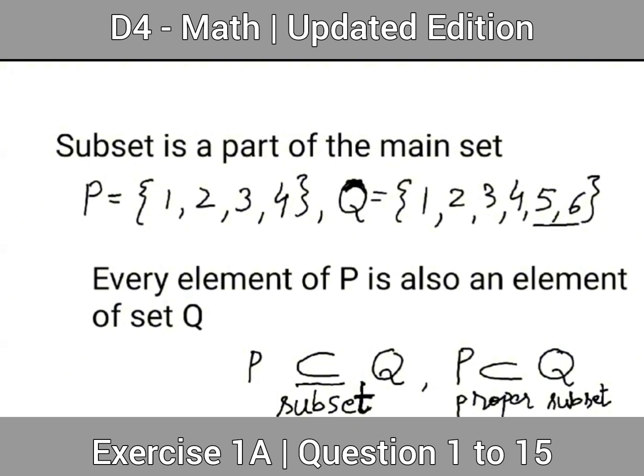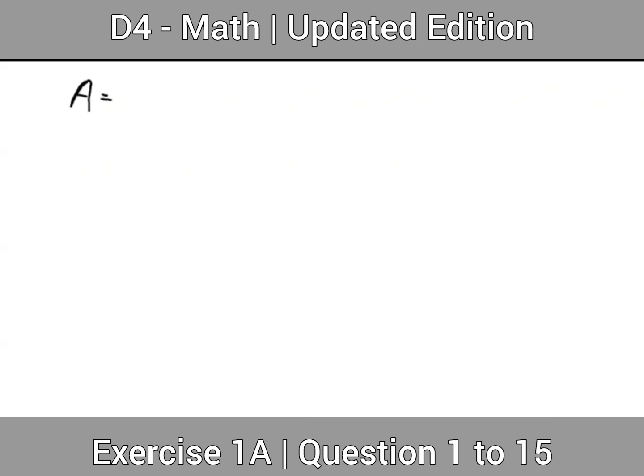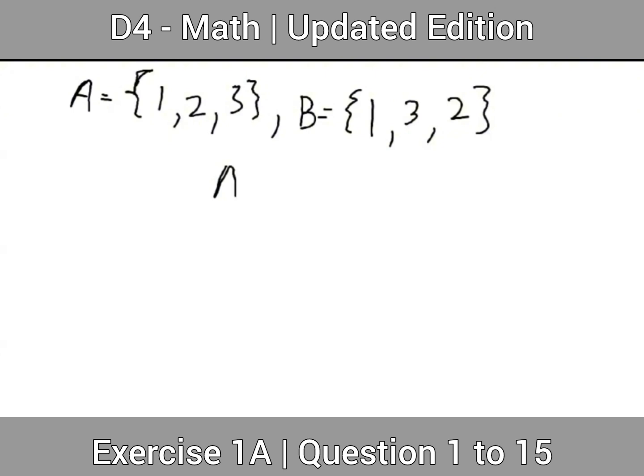Now we understand this with another example. Consider another two sets, A equals 1, 2, 3 and B equals 1, 3, 2. These two sets are the same because they have the same number of elements, and every element of A is also an element of B. So we can say that A is a subset of B. But can we also say that A is a proper subset of B? Let's think. No, this is not a proper subset, just because there is no extra element present in B which is not a part of A. So A is not a proper subset of B.